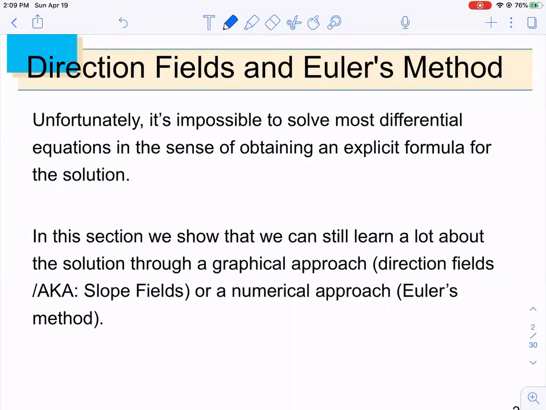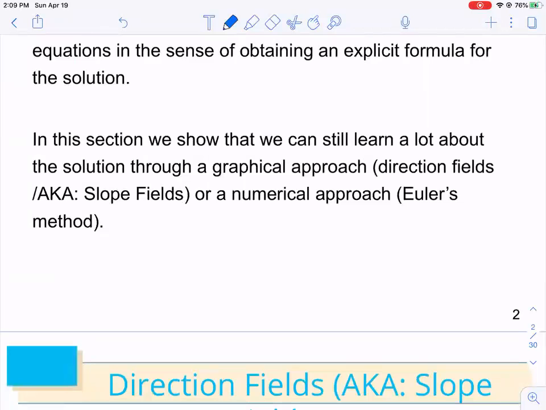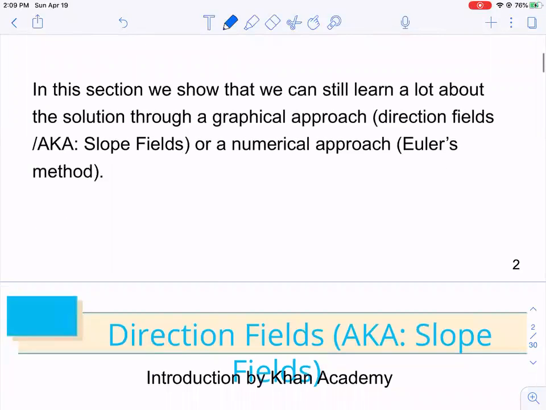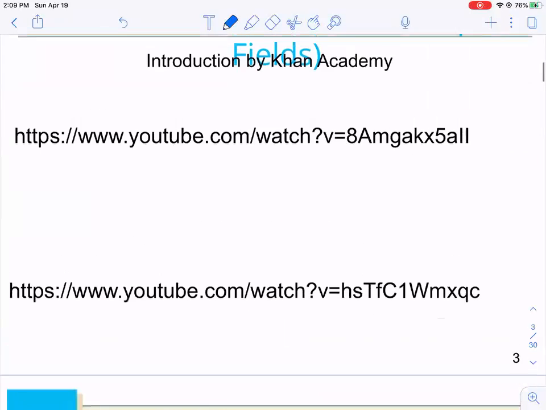So for the first part, direction fields, it's possible to solve most differential equations in the sense of obtaining an explicit formula for the solution. But instead we can learn a lot about the graphs through these, so slopes at all different times. That's what the slope field is. You can watch those two YouTube videos if you'd like.